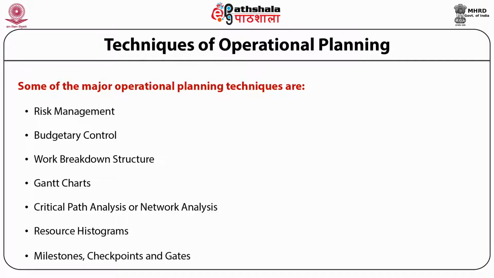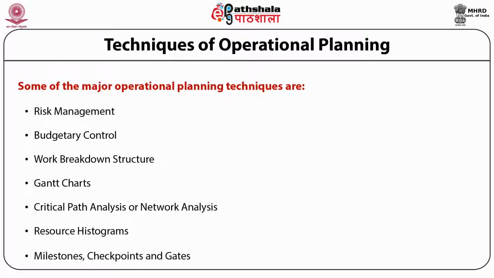In the subsequent sections, Gantt chart and two techniques of network analysis, that is PERT, Program Evaluation Review Technique, and CPM, that is Critical Path Method, are discussed in detail, as these are found to be most suitable in library and information organizations.